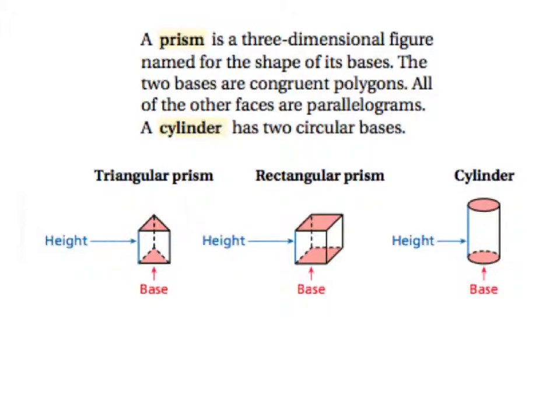This blue line here is the height. So don't get confused by the height. Lastly, in this cylinder, this red circle is the base, and the height is the length going up and down. You have to be able to differentiate what is the height and what is the base.